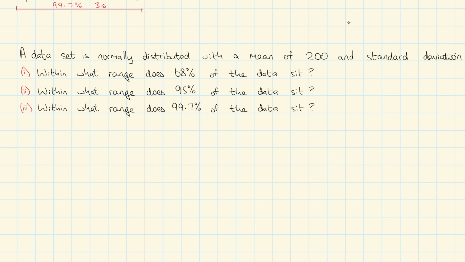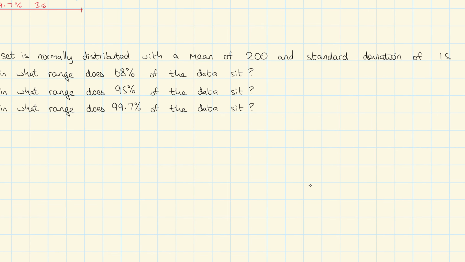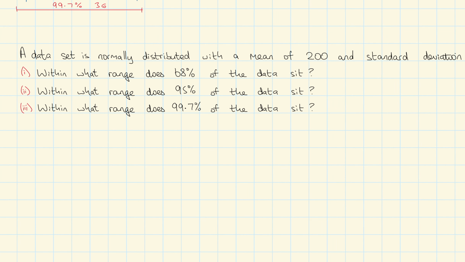So a data set is normally distributed with a mean of 200 and a standard deviation of 15. Within what range does 68% of the data sit? We'll look at part one first. So 68% means it'll be within one standard deviation. So we set up our range. It'll be the mean minus a standard deviation, the mean plus a standard deviation.